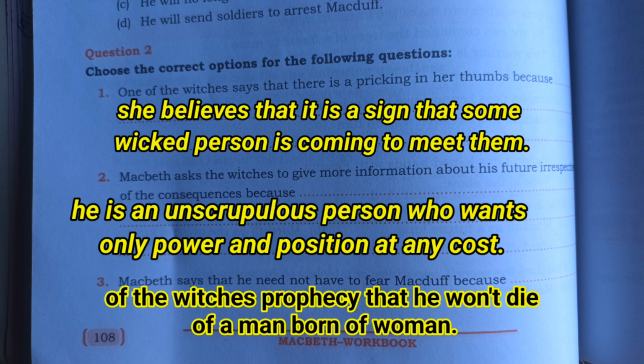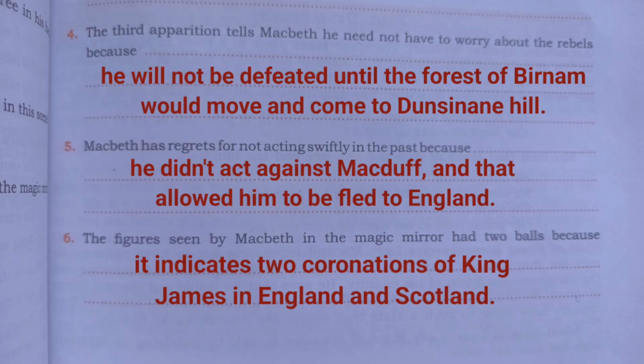Number 3. Macbeth says that he need not fear Macduff because of the witch's prophecy that he won't die of a man born of woman. Next, number 4. The third apparition tells Macbeth he need not worry about the rebels because he will not be defeated until the forest of Birnam would move and come to Dunsinane Hill.